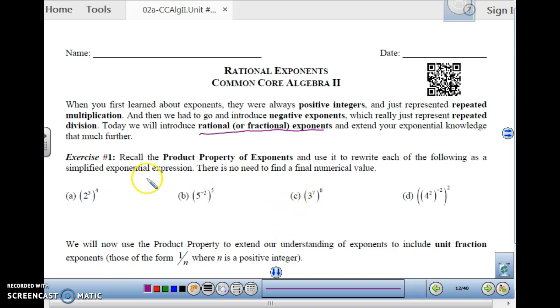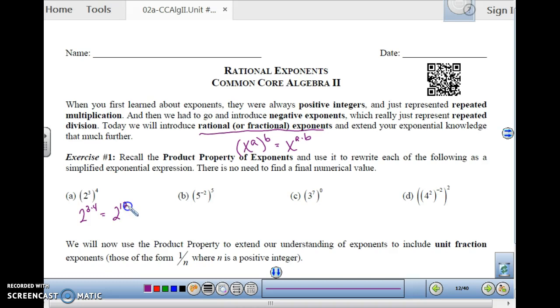So first of all, let's recall the product property of exponents and use it to rewrite each of the following as a simplified exponential expression. So we don't have to find the final value. We just want to be able to rewrite this with a base and an exponent. All right, 2 to the third to the fourth power. Well, remember the product property rule of exponents says if you have x to the a and raise it to the b power, you multiply the exponents. So this would be x to the a times b. So 2 to the third raised to the fourth power is really 2 to the 3 times 4, which is 2 to the 12th.